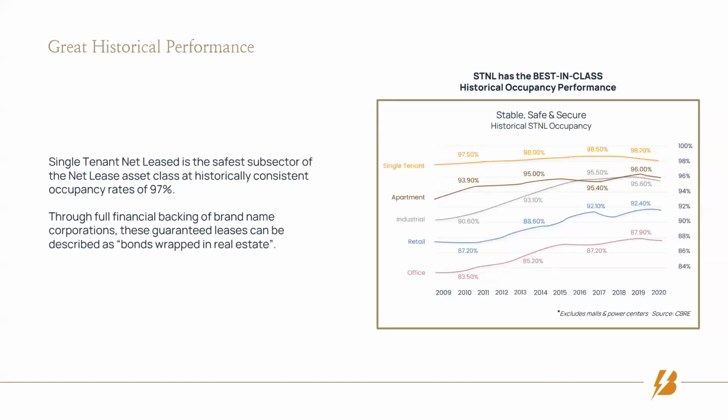Another interesting aspect of single tenant net lease is that it is the safest subsector of all asset classes, with a consistent occupancy rate of 97%, outpacing everything from apartment to industrial to retail, right? So many people consider these net lease assets a bond wrapped in real estate, just because of those guaranteed leases. They can count on those guaranteed leases to really make up the returns, right?